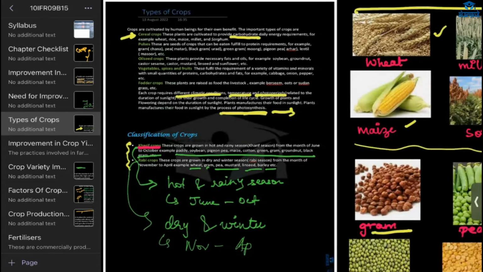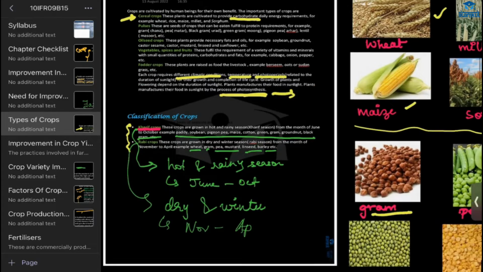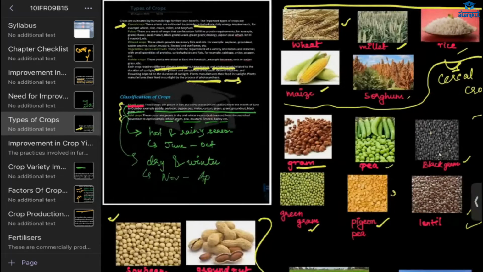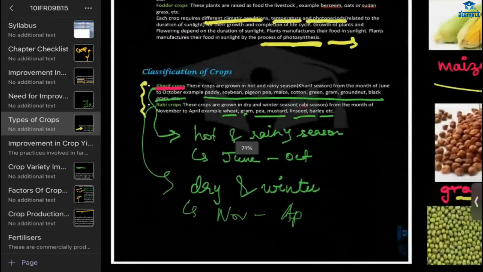I think Advika was there at that time. Yes, ma'am, I was there. There are cereal crops, pulses, oilseeds, vegetables, spices, fruits, and fodder crops. What are fodder crops? Ma'am, the crops that we give to the animals to feed them. Ma'am, you told us about the grass that the cattle eat, and that it's grown separately for them.